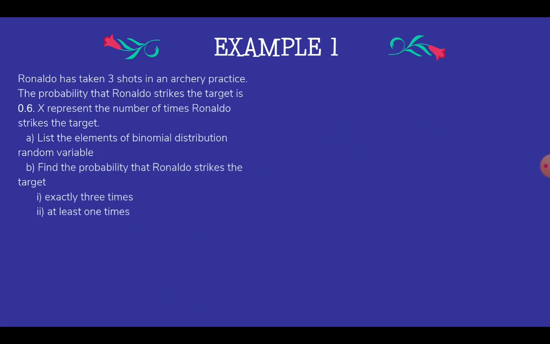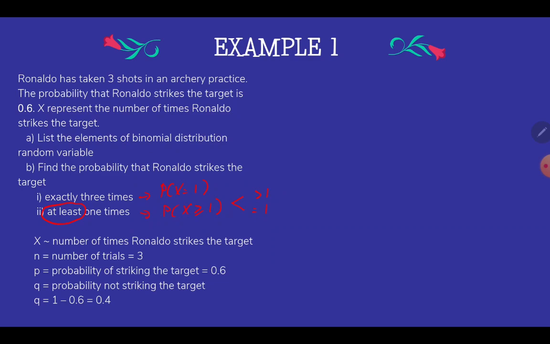Let's look at B. So we have said that this one refers to P(X = 1), and then this one refers to P(X ≥ 1) because this is "at least". When it is at least, we need to consider numbers greater than 1 and the number equal to 1.